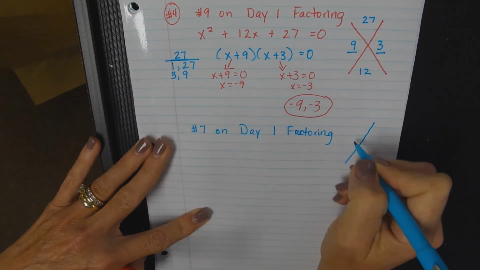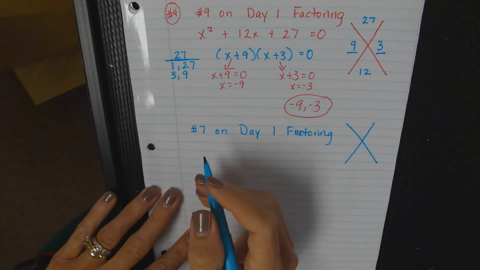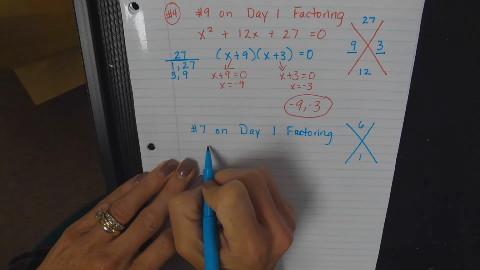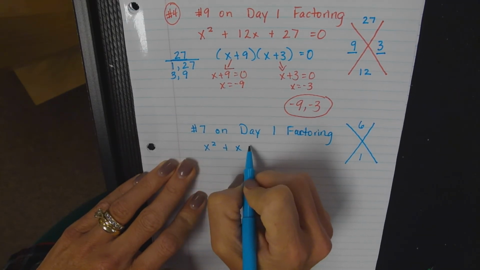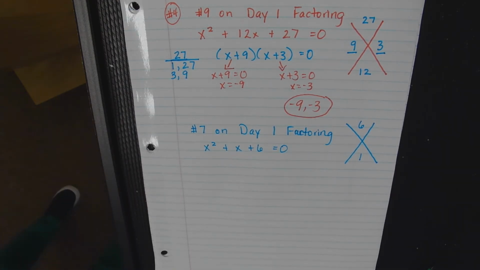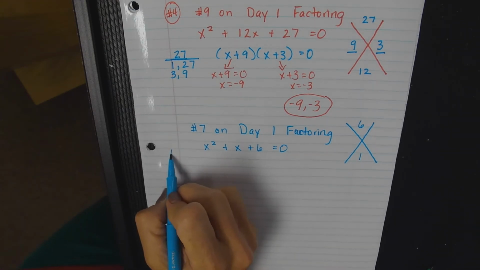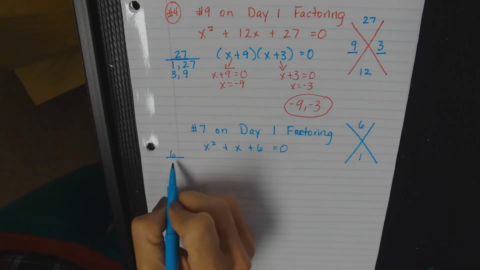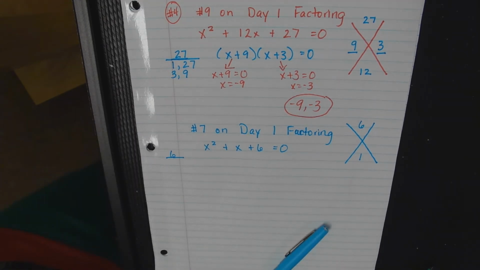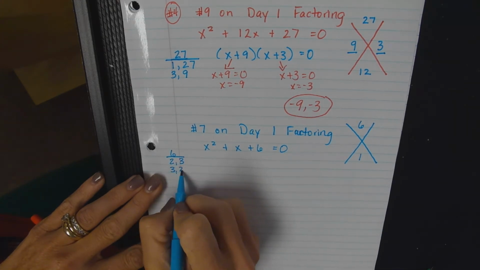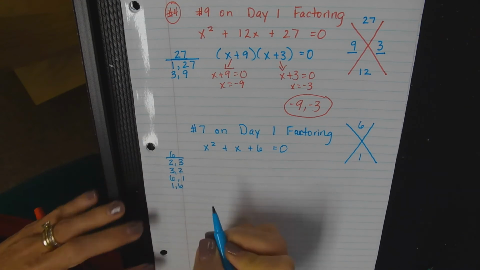All right, here's our x. What goes on the top? 6 and 1. Let me write the problem down, that will help. X squared plus x plus 6 equals 0. See what we can do with this. Factors of 6, 3 and 2 that add up to positive 1. All right, let's write them all down. Factors of 6: 2, 3, 3, 2, 6, 1, 1, 6.